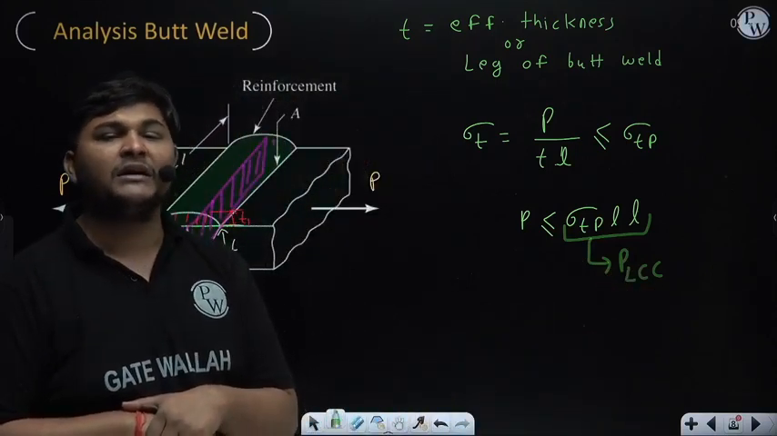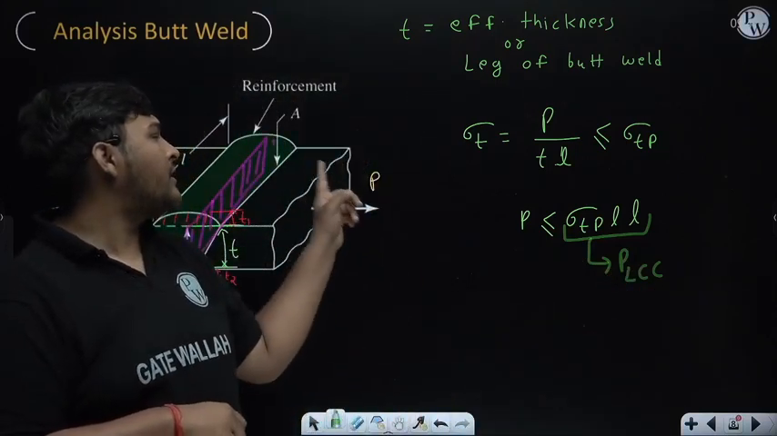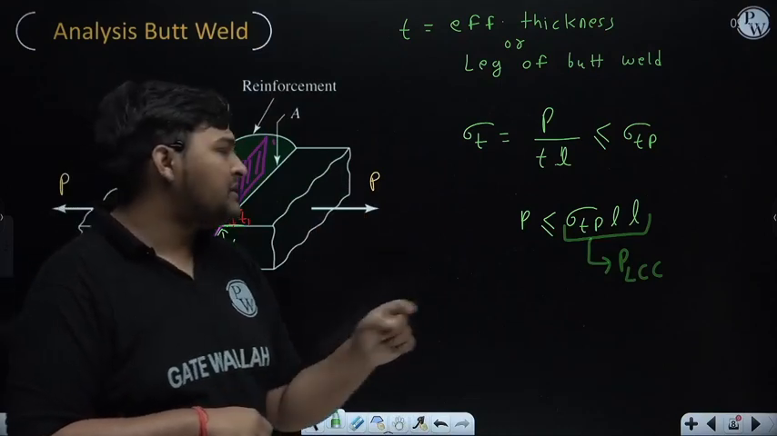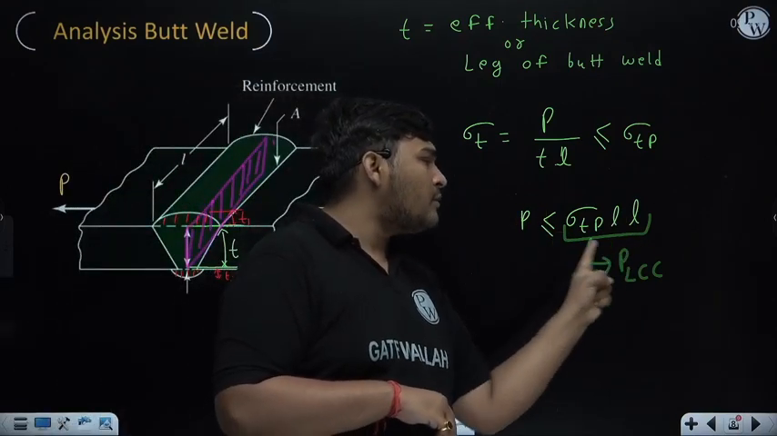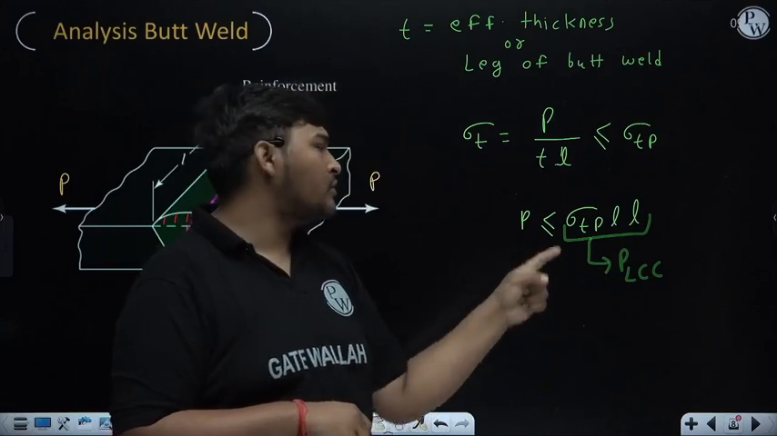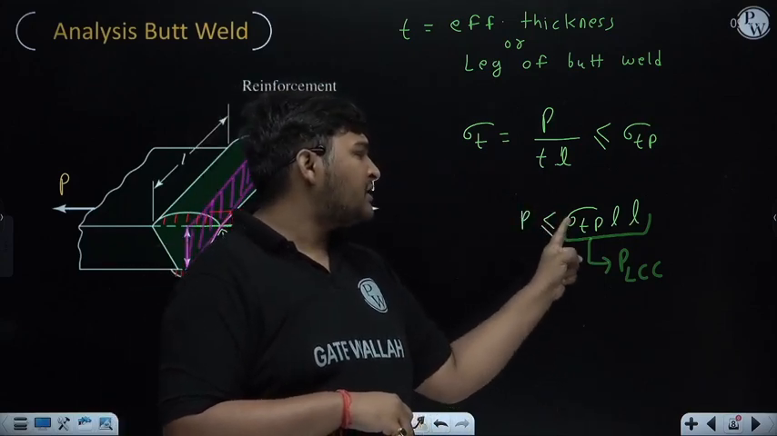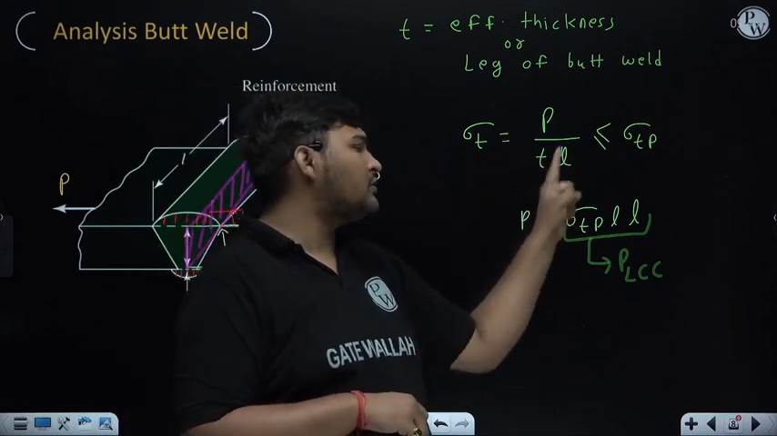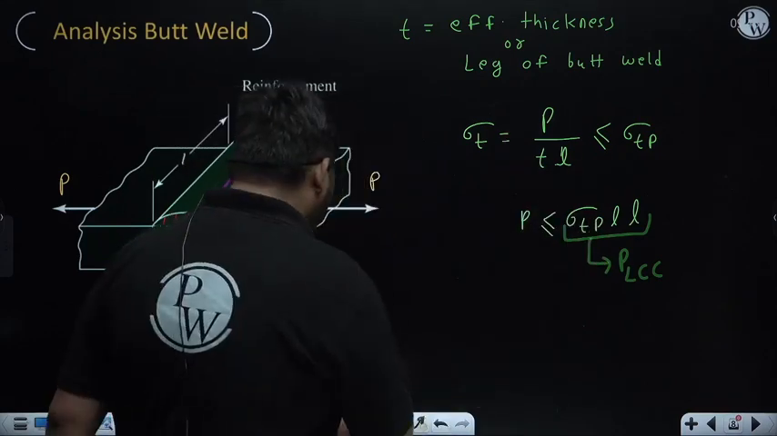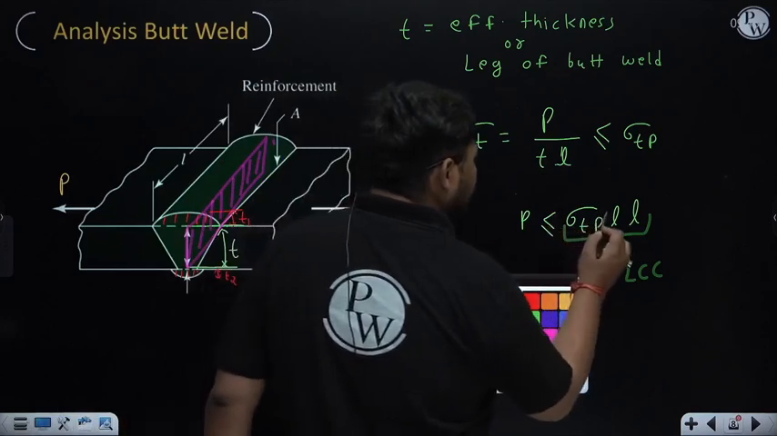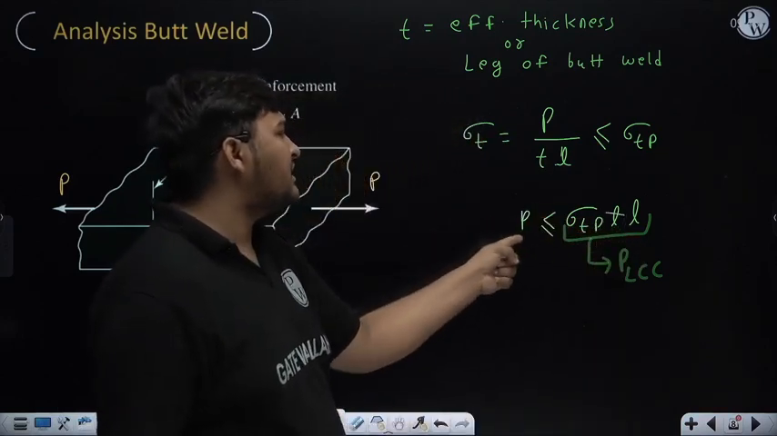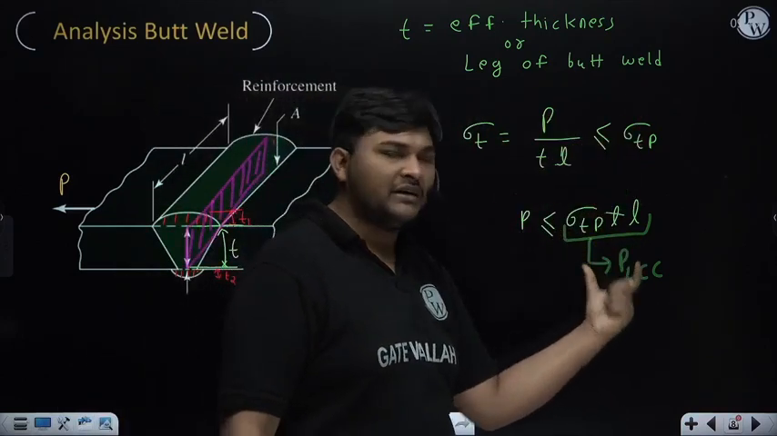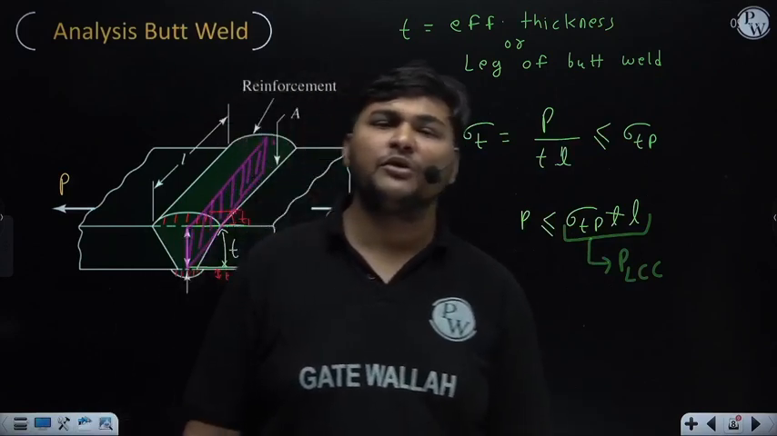So if the examiner asks what the load carrying capacity of this component is, the examiner is asking for the limiting value of P. To calculate the limiting value of P, equate sigma T with the permissible stress, because we get this limiting value with the equal sign, into the effective area, which is nothing but T into L. But you need not remember this relation. Through this calculation you can easily find it. So it is the load carrying capacity of this butt weld.